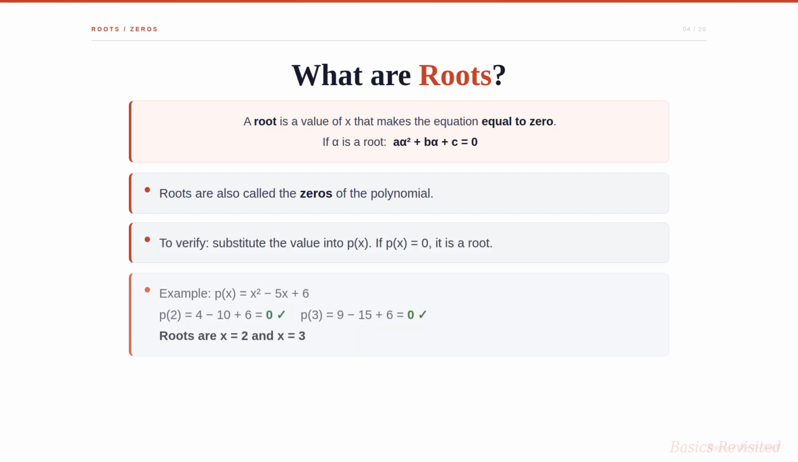For p of x equals x squared minus 5x plus 6, p of 2 equals 4 minus 10 plus 6, which is 0. p of 3 equals 9 minus 15 plus 6, also 0, so the roots are x equals 2 and x equals 3.